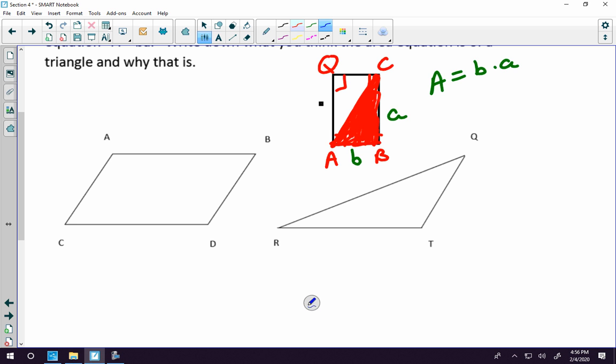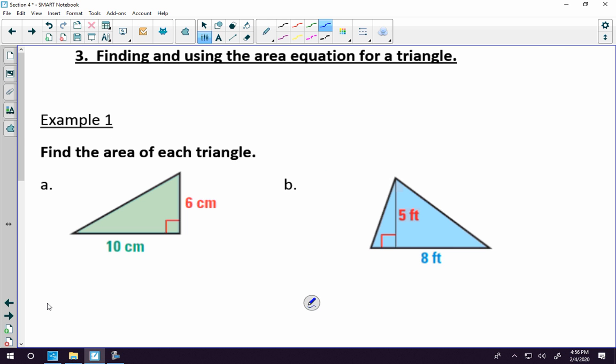So what do we do to find the space inside of that triangle? We take the equation for the area of the rectangle, area equals base times altitude, and then cut that in half. So area equals base times altitude divided by 2. It's very close to the equation for the area of a rectangle, however, the area of that red triangle has to be half the area of the rectangle. Let's put this into practice.